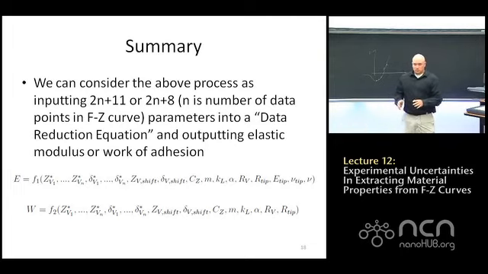So one way to think about this process is that we have a data reduction equation that goes from our collection of inputs, which for uncertainty propagation reasons, it's good to have independent, to an output, which is elastic modulus or work of adhesion.